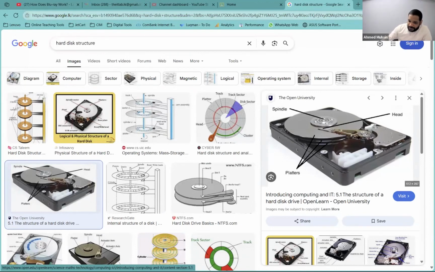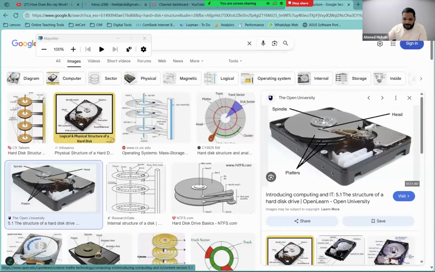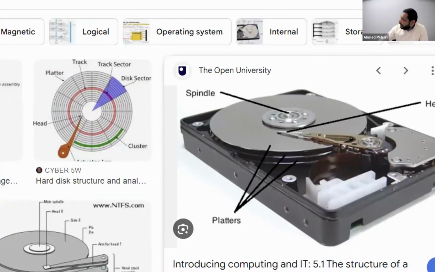Can you all see my cursor over here? Let me see if I can zoom in. I will not be going in detail because we'll be starting chapter 2 questions now.